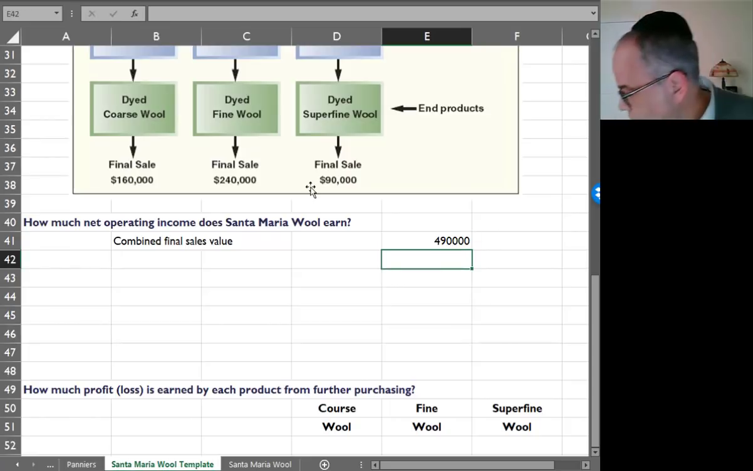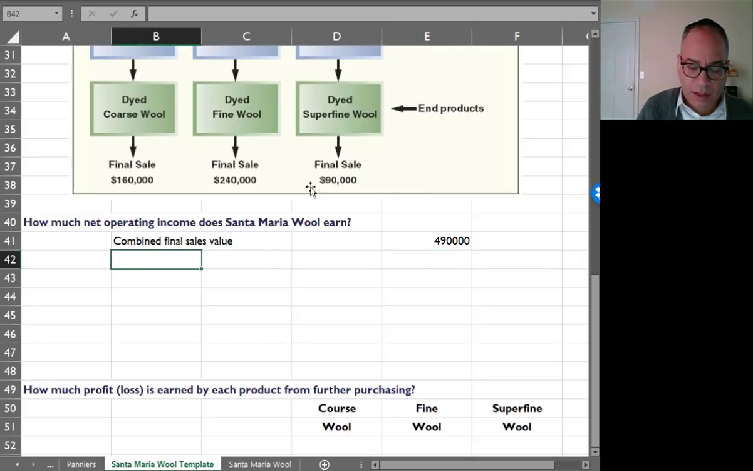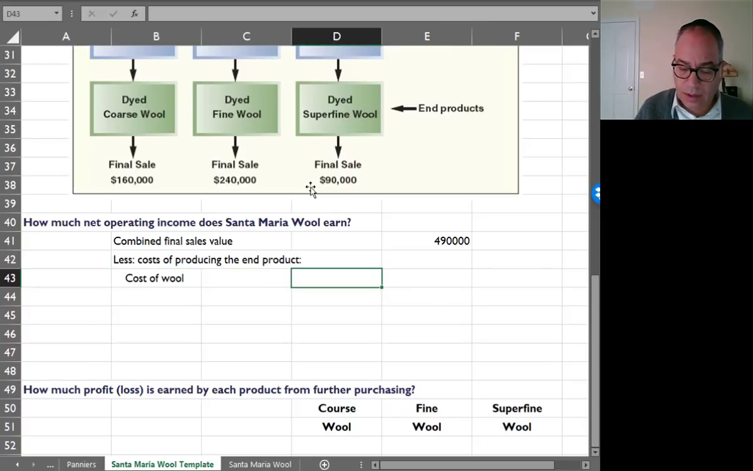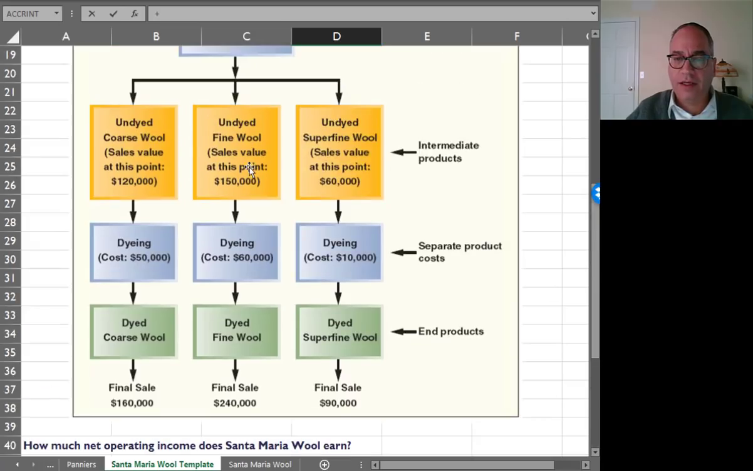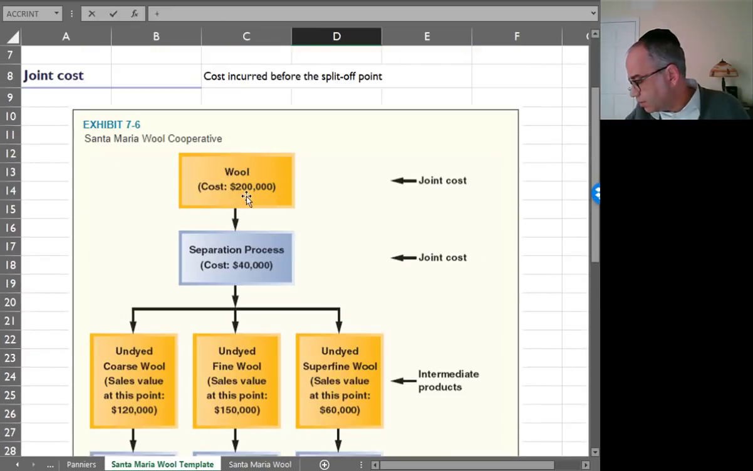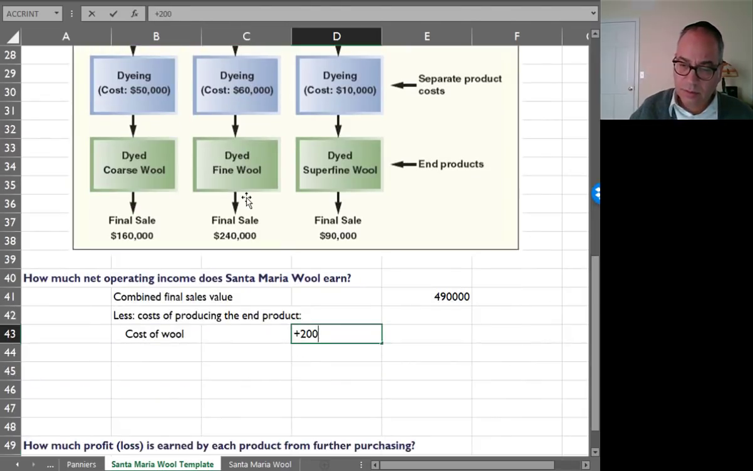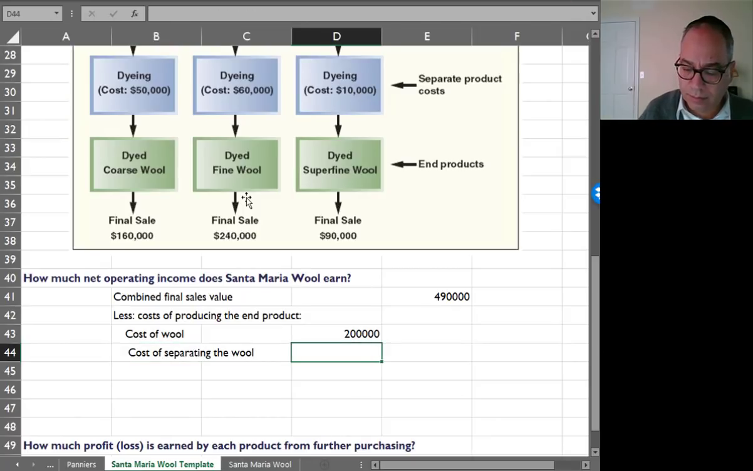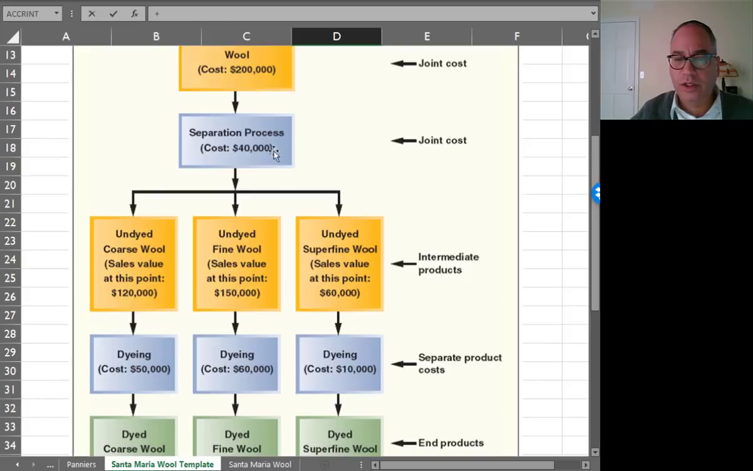Or $490,000. And then you have the cost of producing the end product. So you have the cost of the wool. And that's going to be, if we go back here, you'll see it was $200,000. Then we have the cost of separating the wool, which is $40,000.